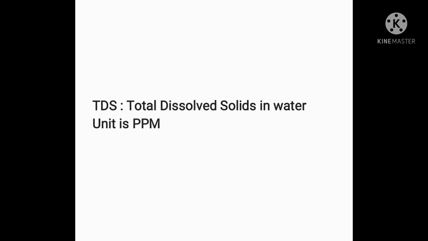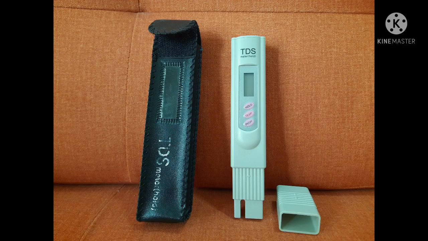For this, first you need to know the TDS of your tap water. What is TDS? TDS is total dissolved solids present in your water. Unit of TDS is parts per million. Now, how you will measure the TDS? For that, you have to buy a TDS meter. It will just cost you around 200 rupees on Amazon or Flipkart.